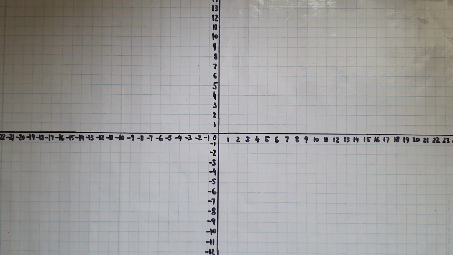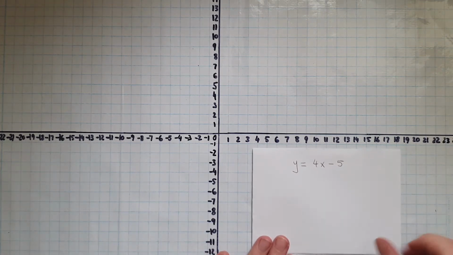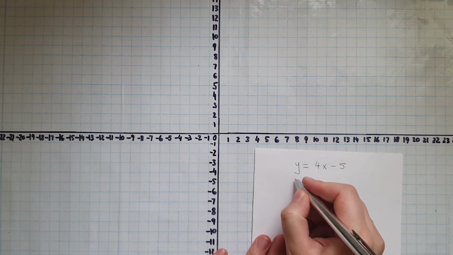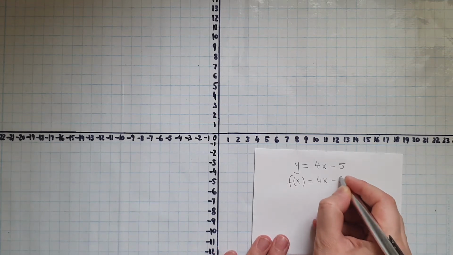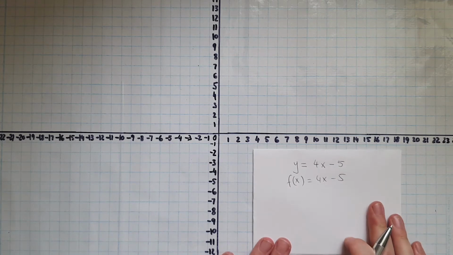In this video, we'll learn to sketch linear functions. So you might have it written like this, or perhaps like this. So we'll find the value of the function for two specific values of x. So let's pick two random values for x, maybe 1 and 3.